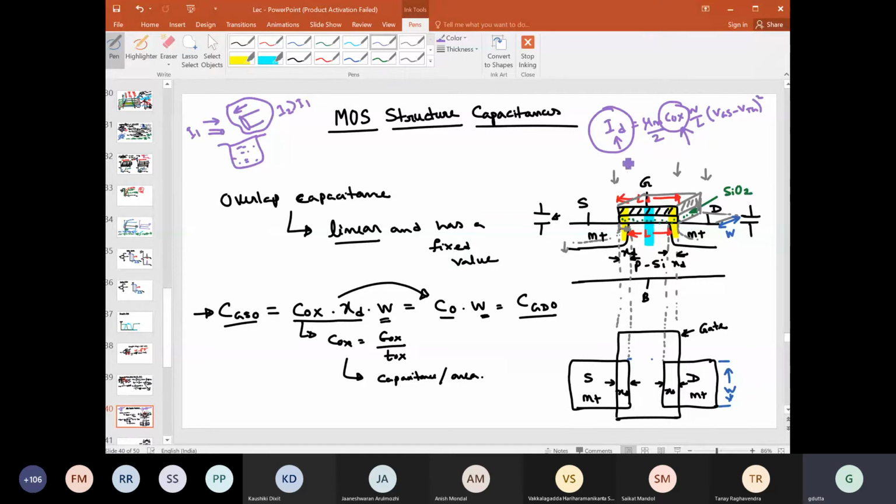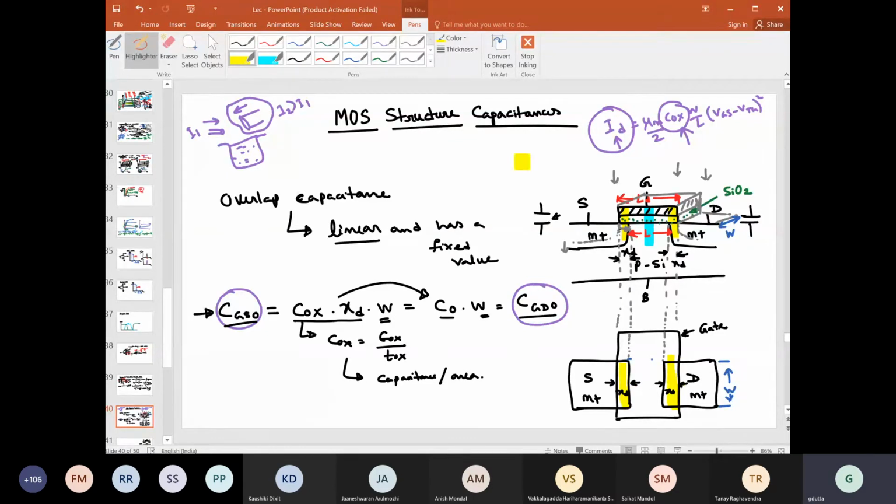But see the contradiction: when you have higher Cox, this overlap capacitance, CGSO and CGDO, is also increasing, and it is linearly dependent on this Cox. So please try to correlate what you need and what you are getting from the actual technology point of view. Okay, now we understand that there will be some overlap capacitance in this region.